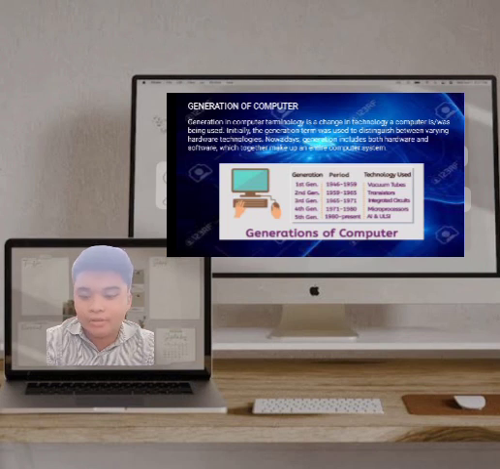The word generation means improve, update the technology. So, what is generation computer? Generation computer is a change in technology a computer was being used. Initially, the generation term was used to distinguish between varying hardware technologies. And nowadays, generation includes both hardware and software, which together make up an entire computer system.